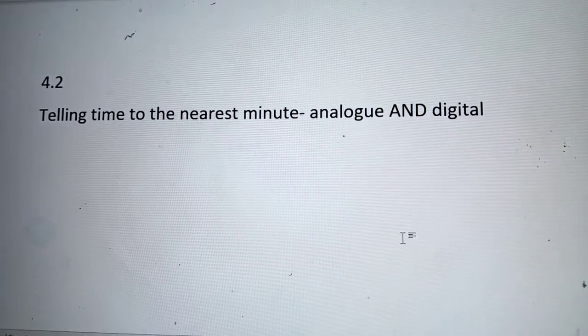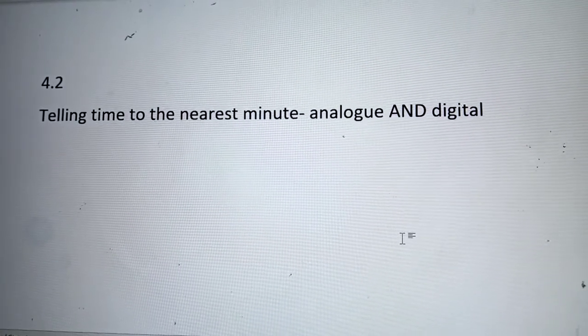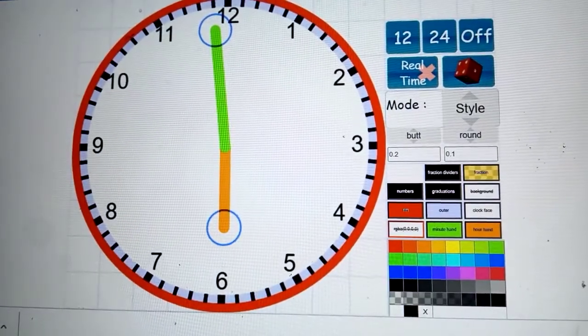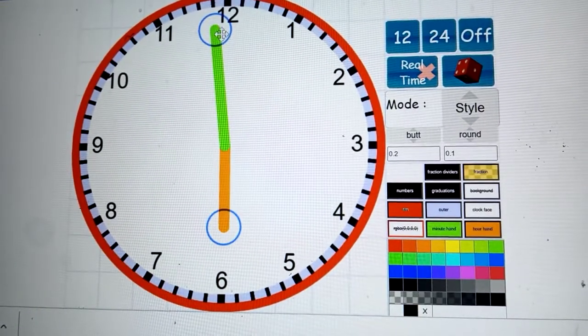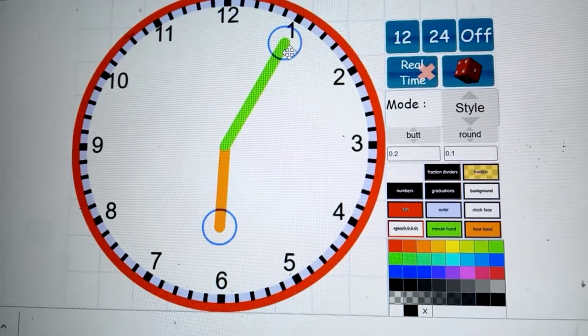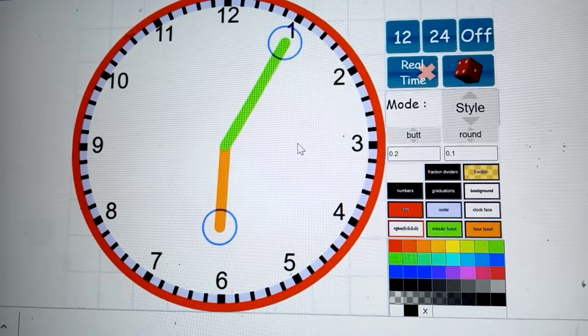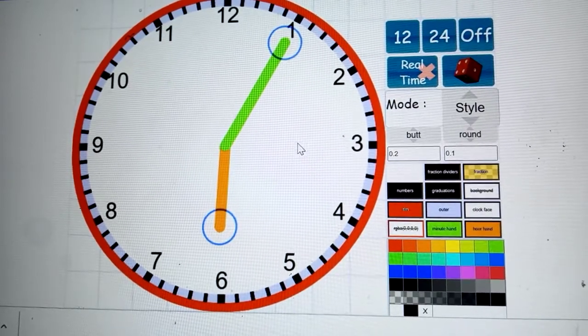Morning, Year 3. We are telling time to the nearest minute using analog and digital. Let's have a quick look at Bisnos clock. Right, guys, we are used to telling the time to the 5 minutes. So what time would that be? Well done, it's 6:05.